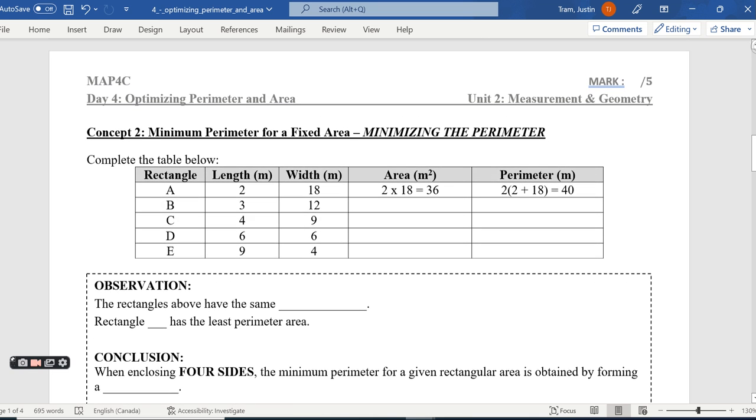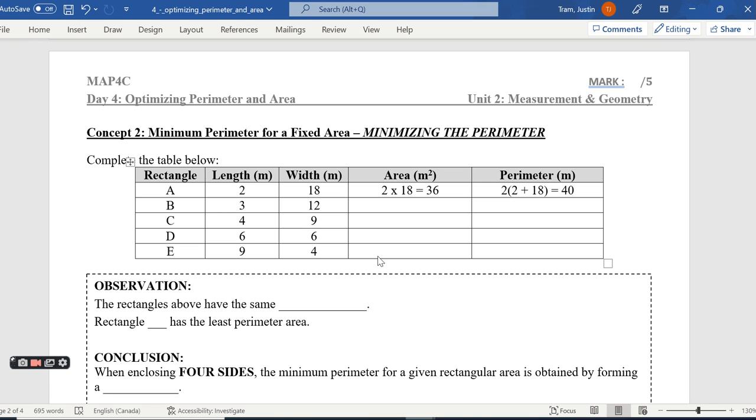Okay, so assuming you have paused the video and have given those questions a try and finished them, we are now going to look at minimum perimeter for a fixed area. So now in this case, I'm telling you, hey, I want 200 meters squared, but I don't want to spend a whole lot of money on fencing, so I want you to find me the minimal amount of fencing possible to enclose 200 meters squared. So let's take a look here and see what happens.